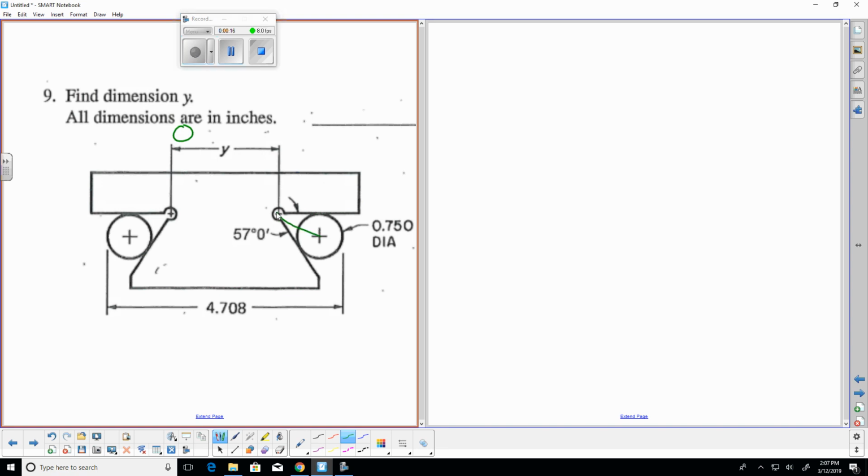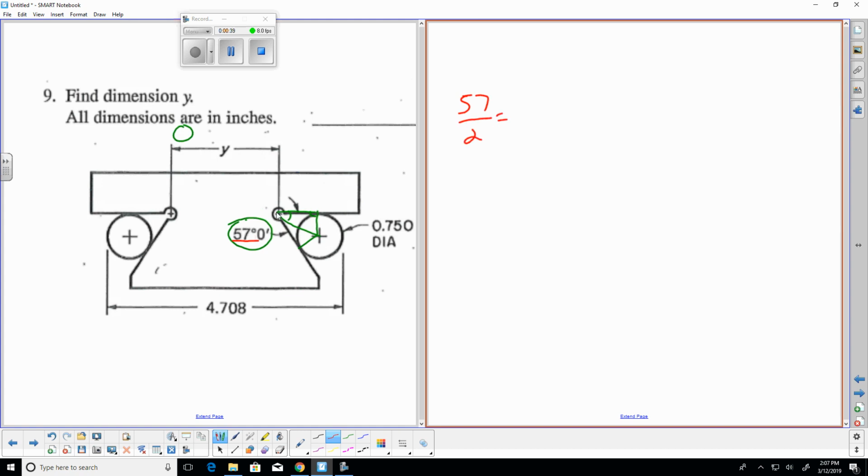We know that it touches tangently here and it touches tangently here, meaning it meets at a 90-degree angle. Therefore, this 57-degree angle can be cut in half. So imagine this triangle on the top, and I'm going to take this angle cut in half. 57 divided by 2 is going to give me 28 and a half, so 28.5.